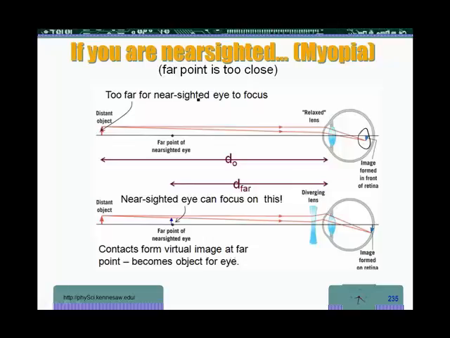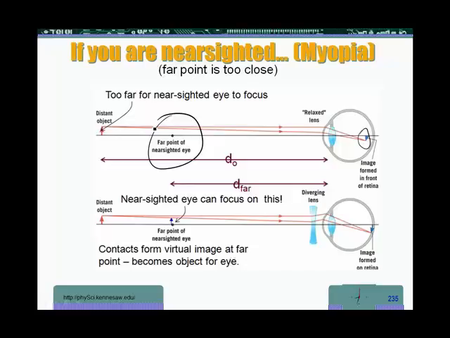One of the most common eye defects is what we call myopia, or nearsightedness. That's the eye defect that results in people not being able to see objects that are too far away. In the case of a nearsighted eye, the far point is closer to the eye than it should be. In the case of a normal eye, the far point is infinity. The eye is capable of seeing objects very, very far away.